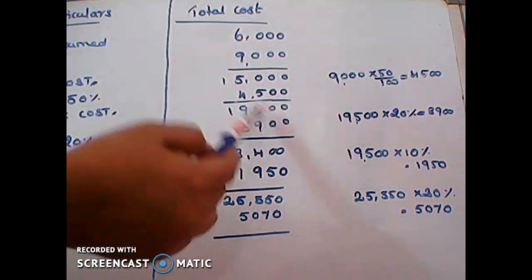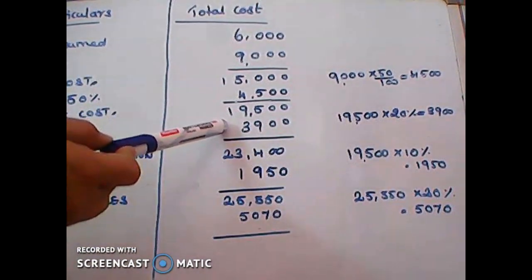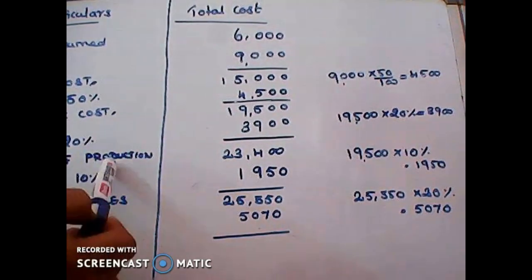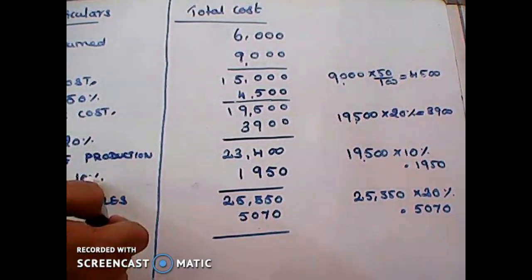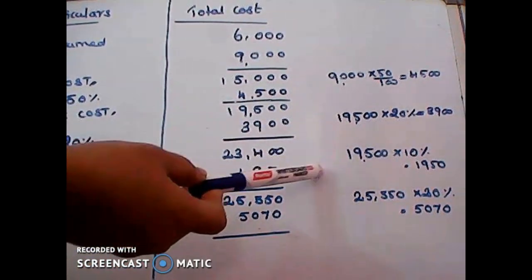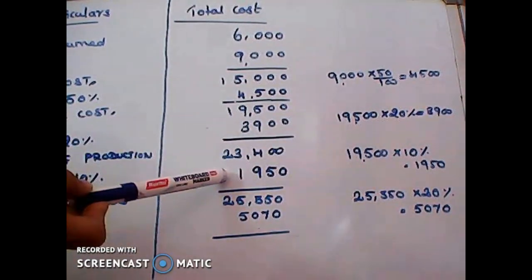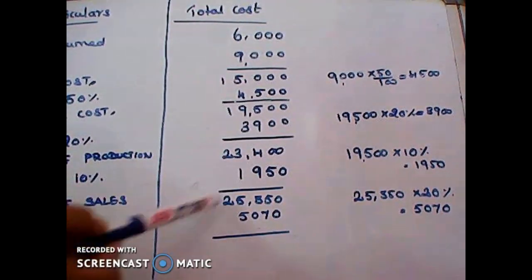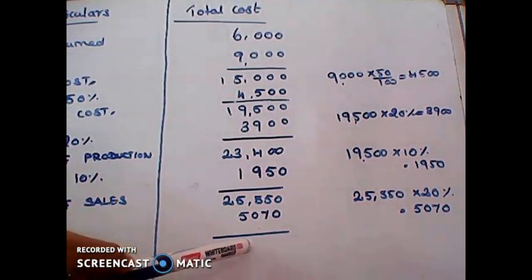We have to add that amount along with this work cost. By adding these two amounts we get 23,400 as our cost of production. Now it was given that we have to add selling cost at 10%. We have to calculate this selling cost also on the work cost. What is the amount for work cost? It is 19,500. So we calculate 10% and we get 1,950. By adding these two amounts, we get cost of sales as rupees 25,350.